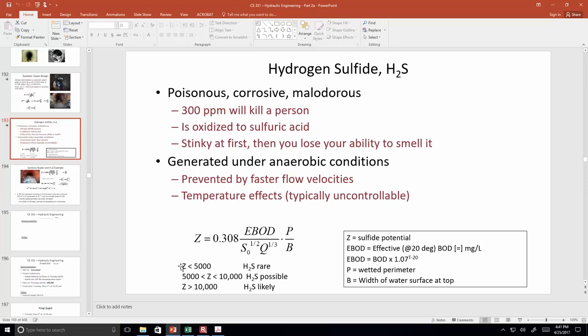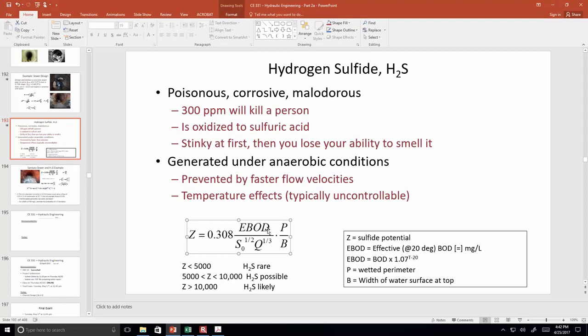If you calculate a Z number and it's below 5,000, then that means that hydrogen sulfide probably won't occur. And these are the Z conditions that are typical if you have a pretty good slope. You know, if you've got a good slope, or if you don't have this kind of an extreme where you've got a really oversized pipe that's super shallow flow, that's going to really slow things down. So that's what this ratio of the perimeter to the top width is kind of taking into account, is the flow geometry. And it's an idea of what the velocity is going to be as the water moves through.